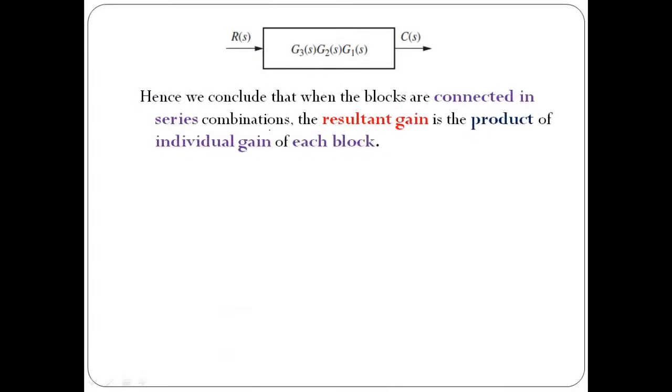This is very important. This is the final answer, so you have to remember that when we have blocks connected in series configuration, the resultant gain is simply the product of the individual block gains. Whenever we have two or more blocks connected in series configuration, the output is the product of the individual block gains.